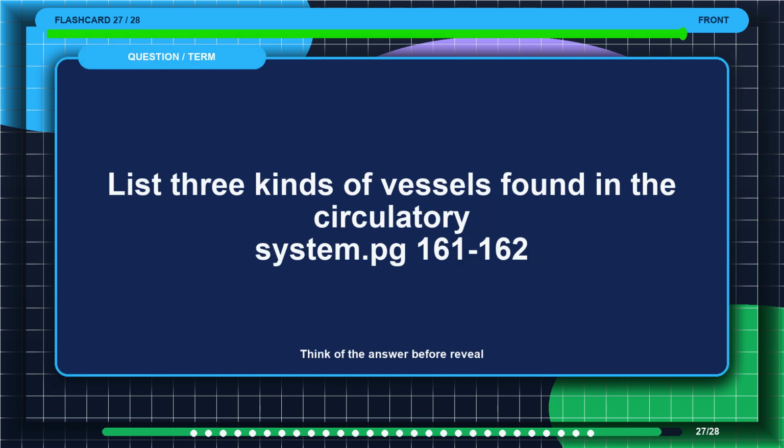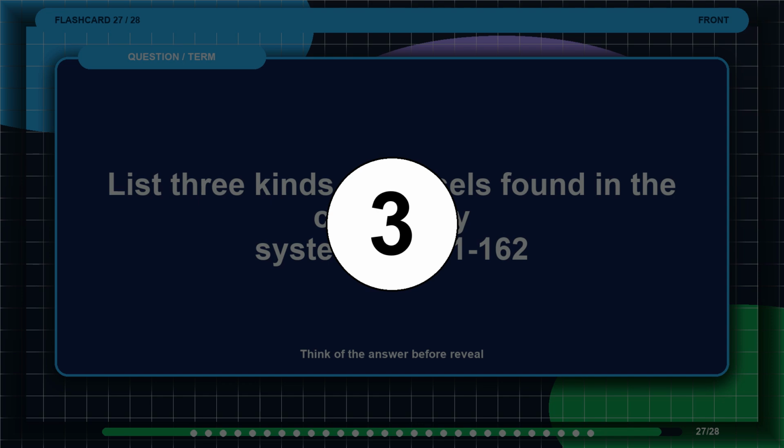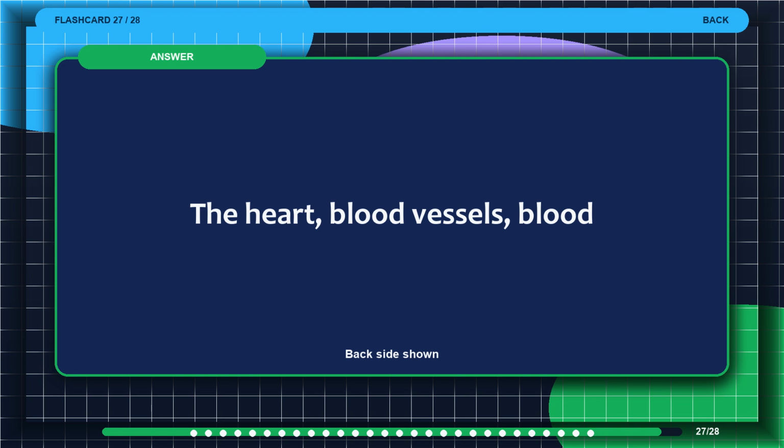Flashcard 27. List 3 kinds of vessels found in the circulatory system. Pages 161-162. Pause and think of the answer before the reveal. The answer is: the heart, blood vessels, blood.